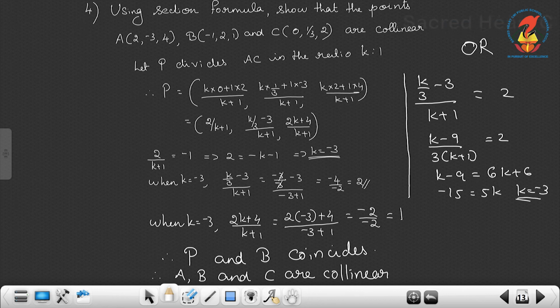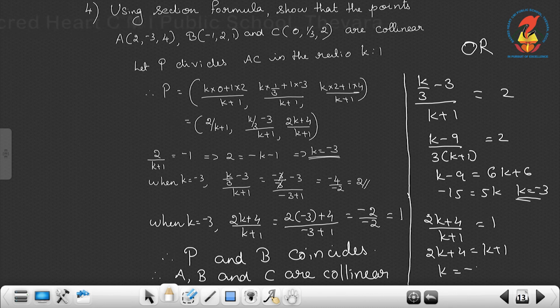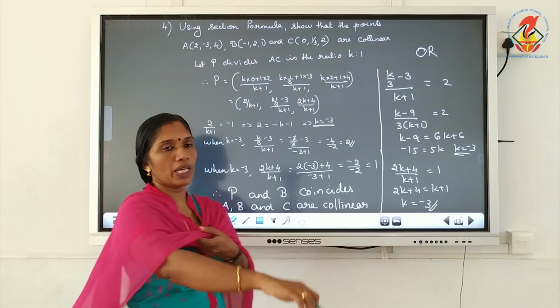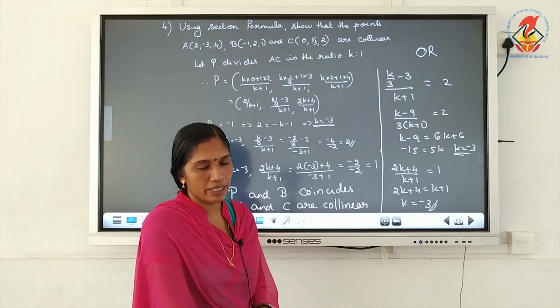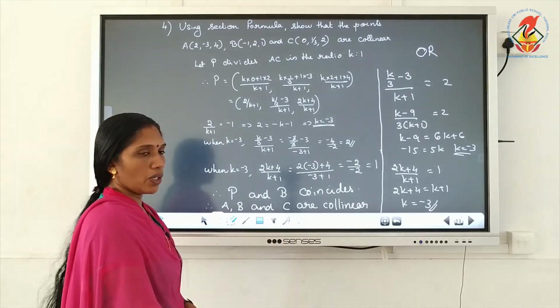Again the same value. Now equate the third coordinate. What is the third coordinate? 2k plus 4 by k plus 1 equal to the third coordinate 1. So 2k plus 4 is equal to k plus 1 or k is equal to minus 3. So all k values are same. Then also you can conclude that P and B are same. P and B coincides. So the points are collinear.